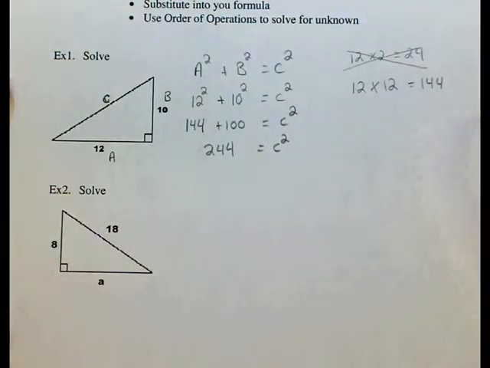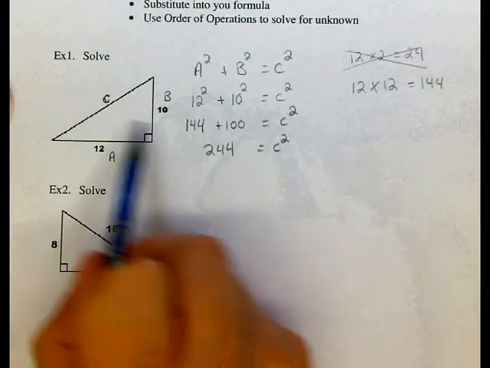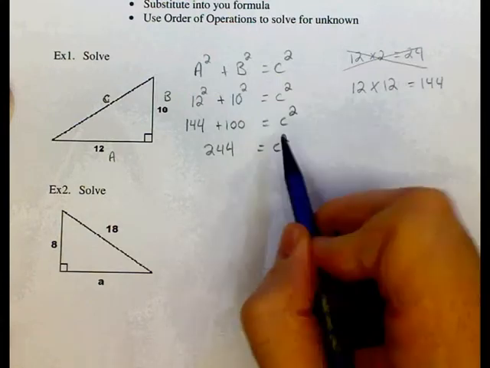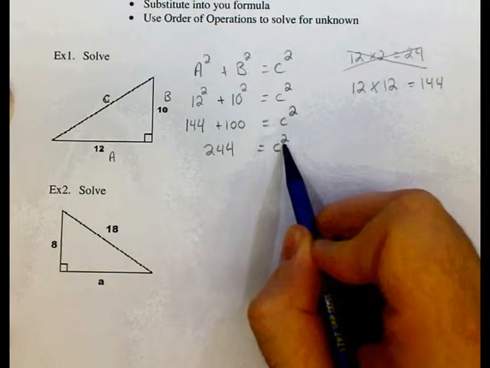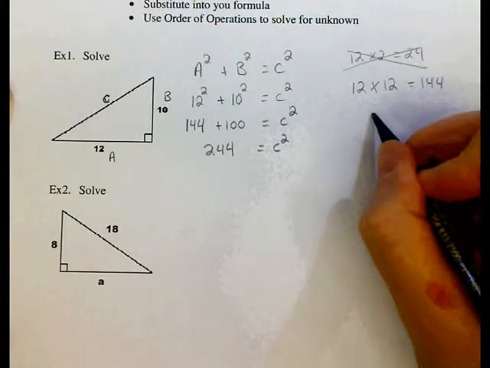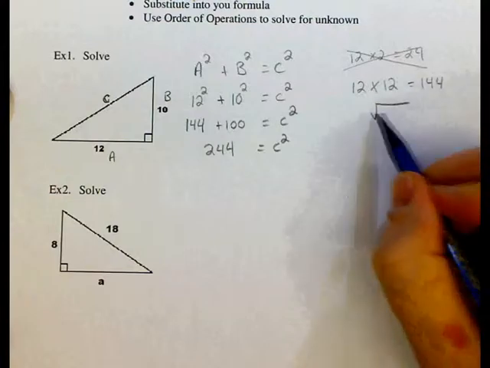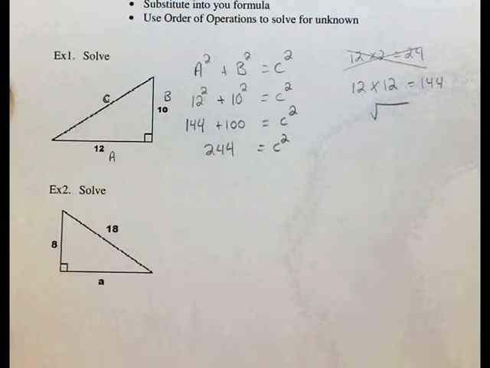Now, sometimes people think they're done, but they're actually not. We're not trying to solve for C squared, we're trying to solve for C by itself. So ask yourself, what's the opposite of squaring? And the answer is square root. So the square root is this symbol, the division sign with a little check mark on the top.